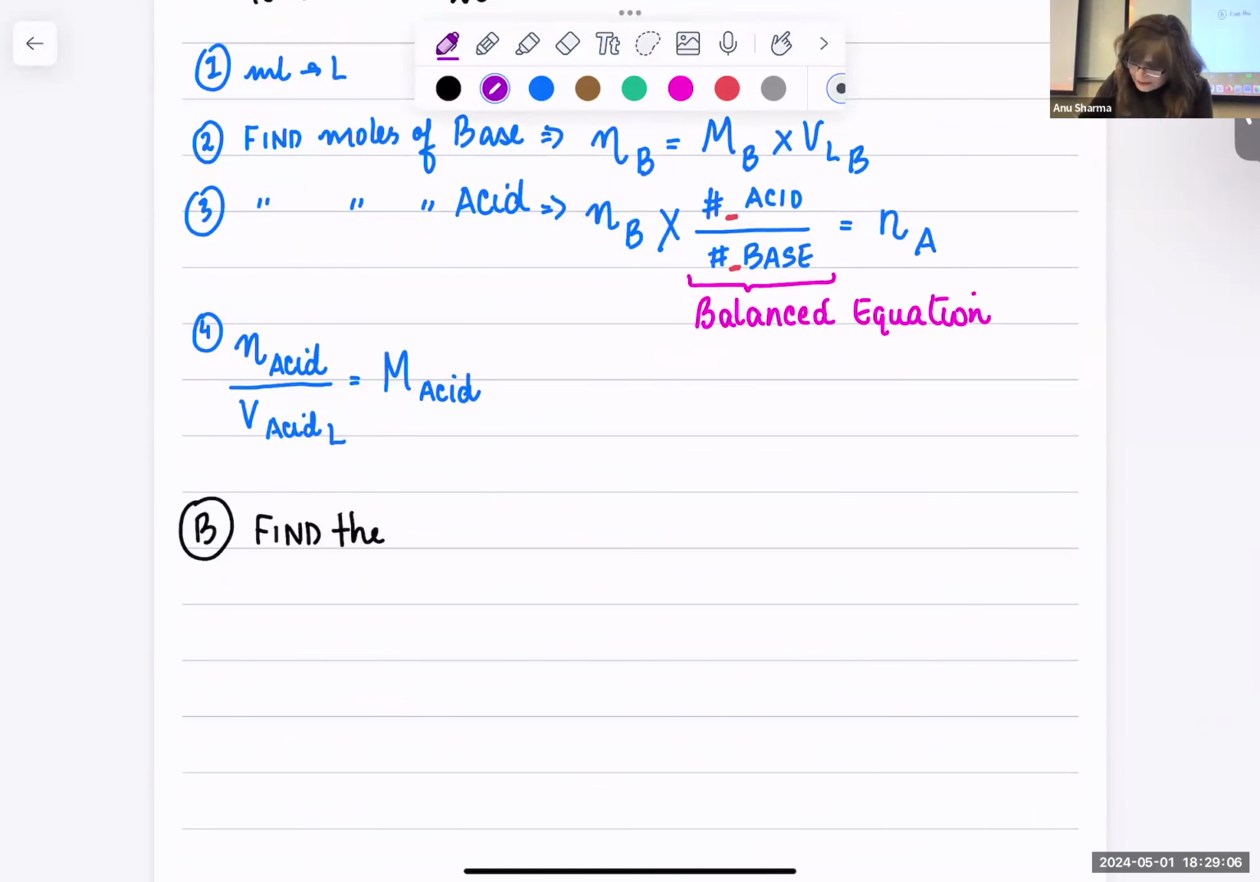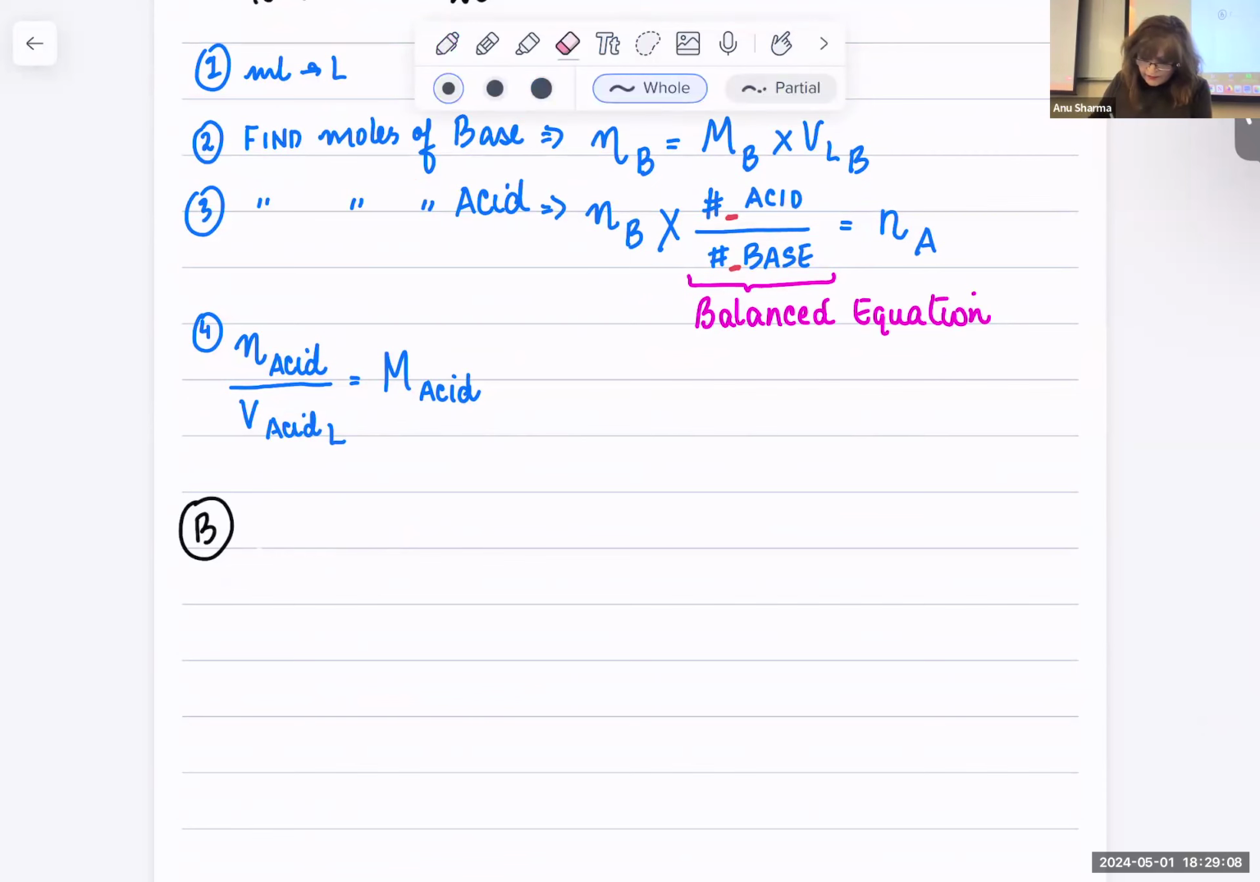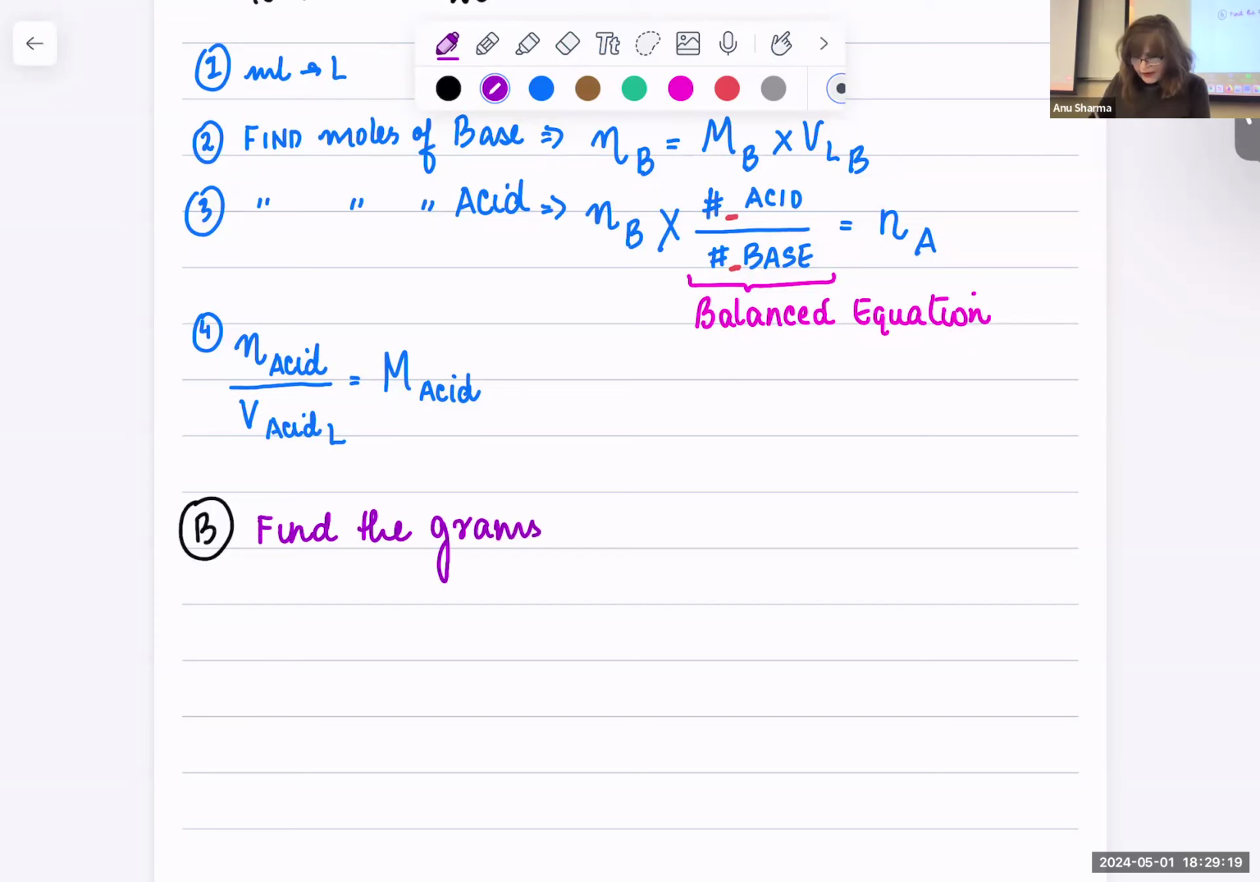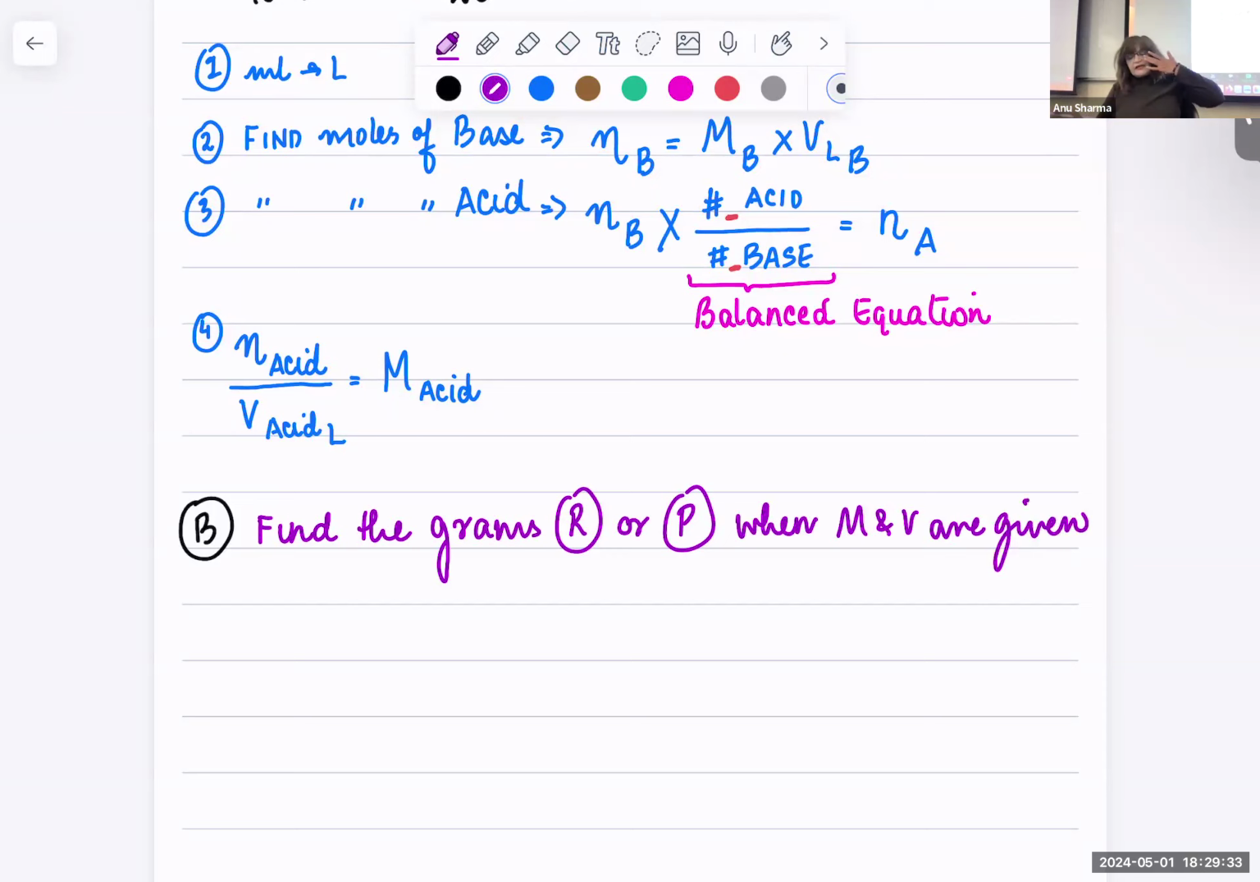This one is about finding the grams, so you just have to go a step further. Find the grams of the reactant or the product, doesn't matter, when molarity and volume of something are given. Okay, so let's look at this one now.